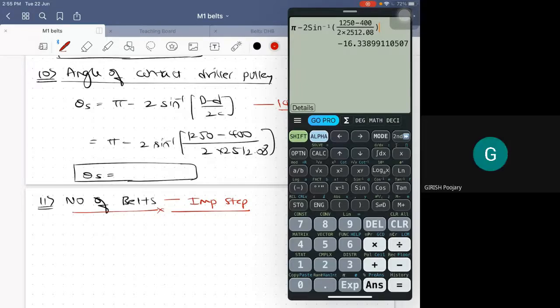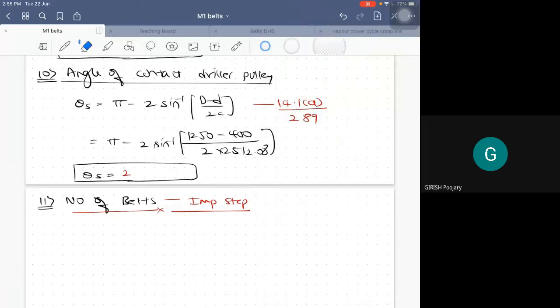Convert the calculator to radians. So this is 2.8 radians. Okay.